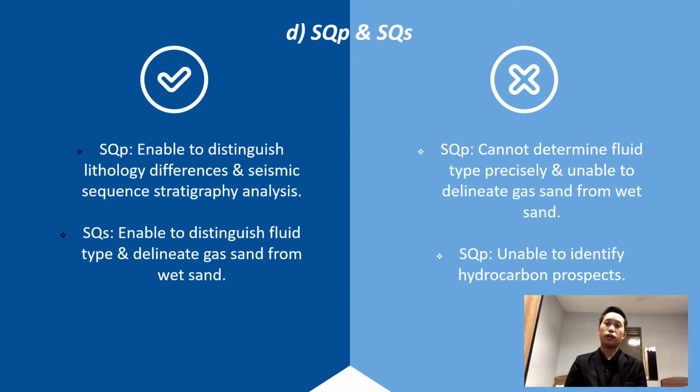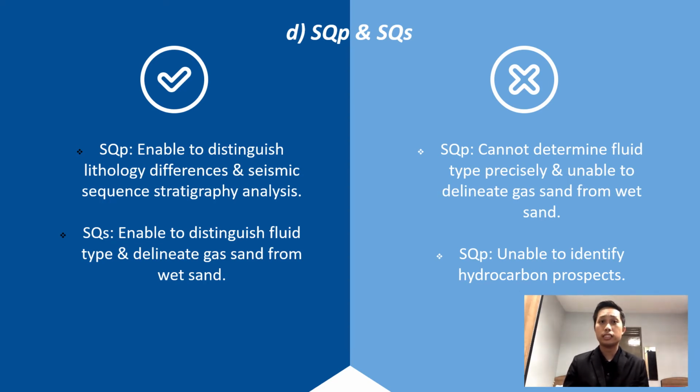For the fourth domain of our elastic properties, we have SQP and SQS attributes. They have their own advantages and also disadvantages. For the advantages, SQP enables distinguishing lithology differences and seismic sequence stratigraphy analysis. Meanwhile, SQS enables distinguishing fluid type and delineating gas sand from wet sand. For the disadvantages, SQP cannot determine fluid type precisely and is unable to delineate gas sand from wet sand.